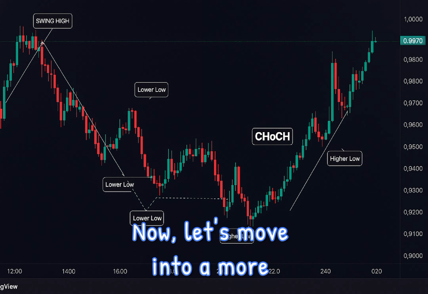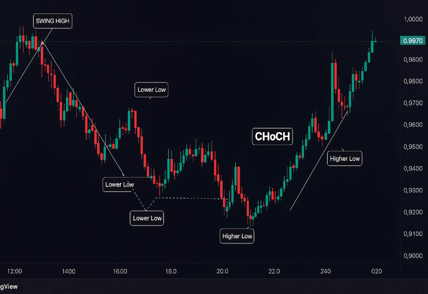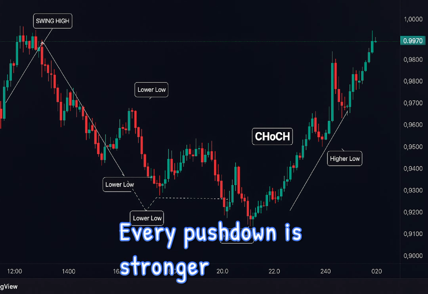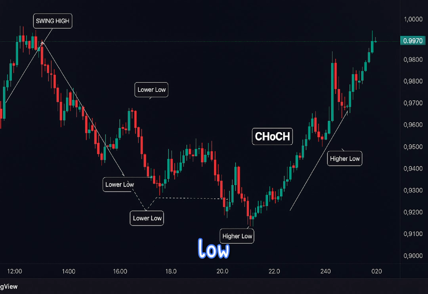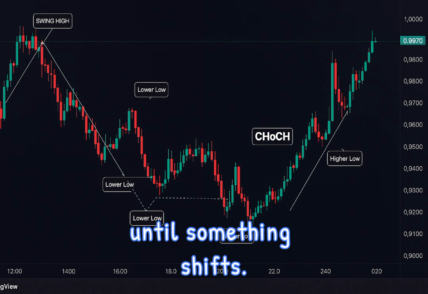Now, let's move into a more advanced level of chart reading, focusing on market structure. In this new chart, we can clearly see how price transitioned from a downtrend to an uptrend using clean structural breaks. Initially, price creates a lower high, LH, and a lower low, LL, which confirms a bearish structure. Every pushdown is stronger than the pullback, and each lower low confirms that sellers are still in control. This is a classic bearish market until something shifts.